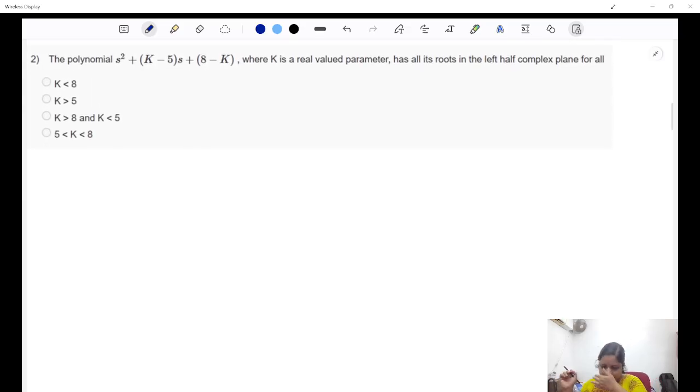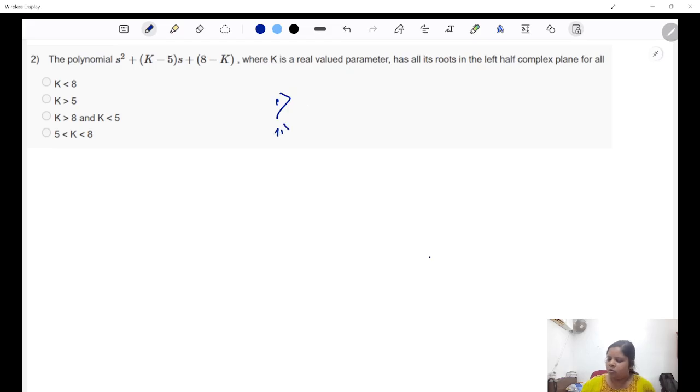The polynomial s square plus (k minus 5)s plus (8 minus k), where k is a real valued parameter, has all its roots in the left half of the s plane for all. Now, can you answer this question? Here I'll give you.